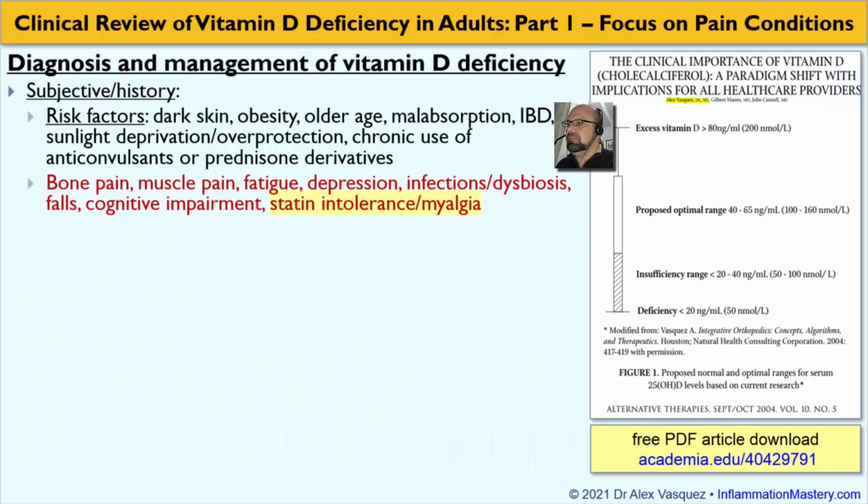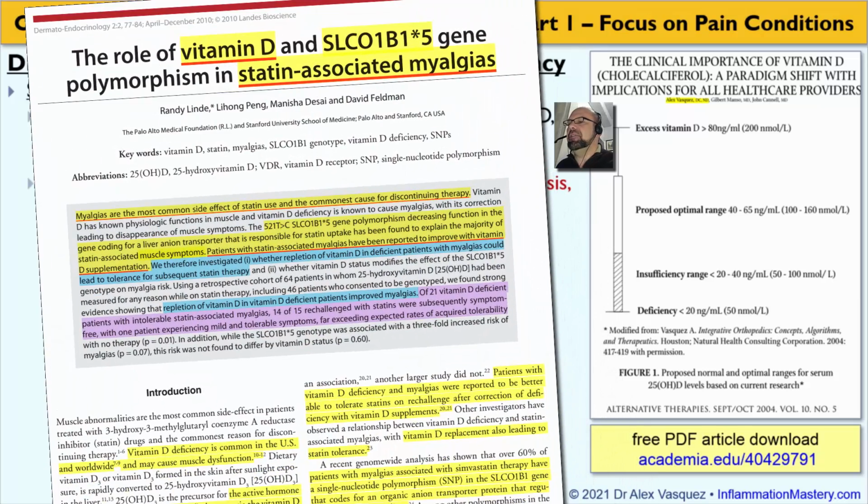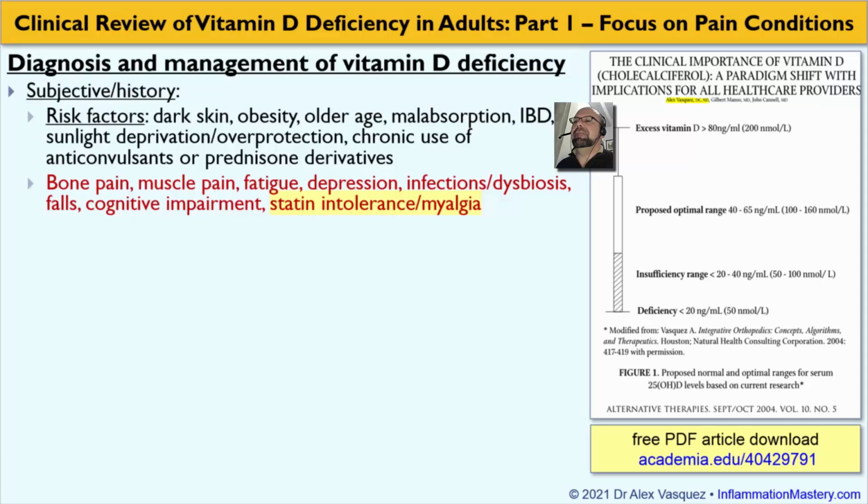Moving on now to bone pain, muscle pain, fatigue, depression, infections, and also gastrointestinal dysbiosis. A more frequent history of falls, also cognitive impairment, and statin intolerance or statin-induced myalgia. All of those are known to be manifestations of low vitamin D status, or what we should call just vitamin D deficiency. So for example, in the past, we used to distinguish between vitamin D deficiency and insufficiency. We should call all of it deficiency, and obviously some deficiencies are more grave than others.